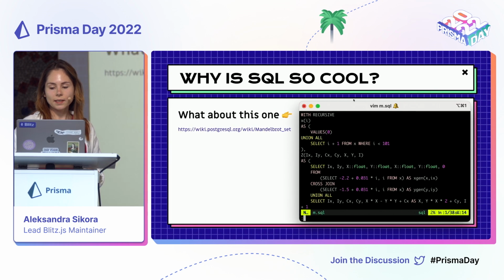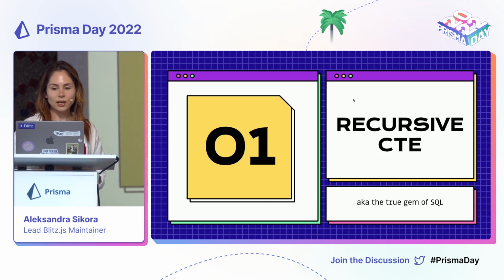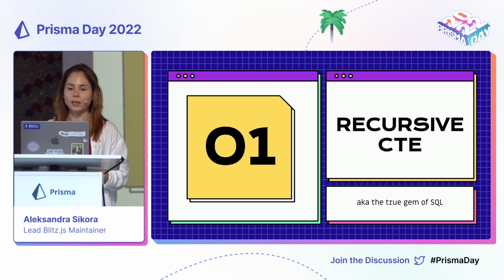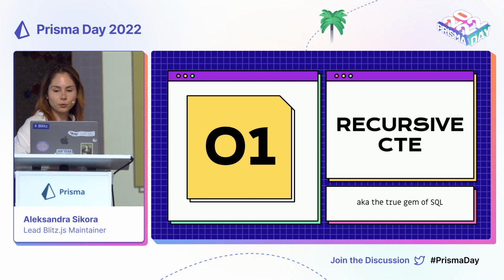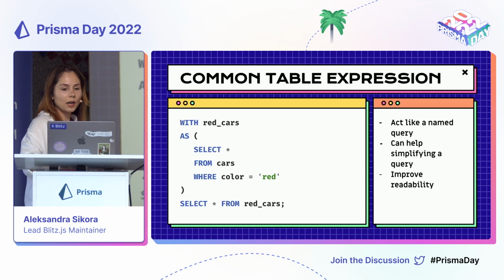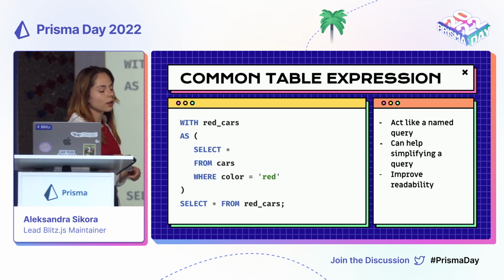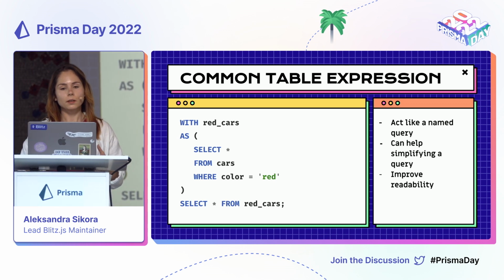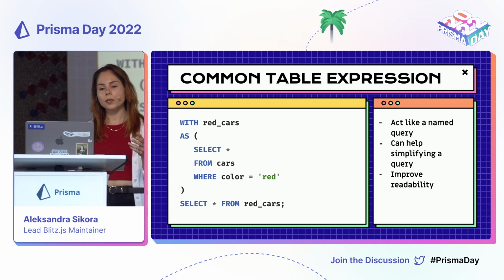Going back to my slides, we're going to start with recursive common table expressions, aka the true gem of SQL. And I'm going to explain why later. So before we start talking about recursion, let's talk about the simple common table expressions without recursion. So here you can see how it looks.